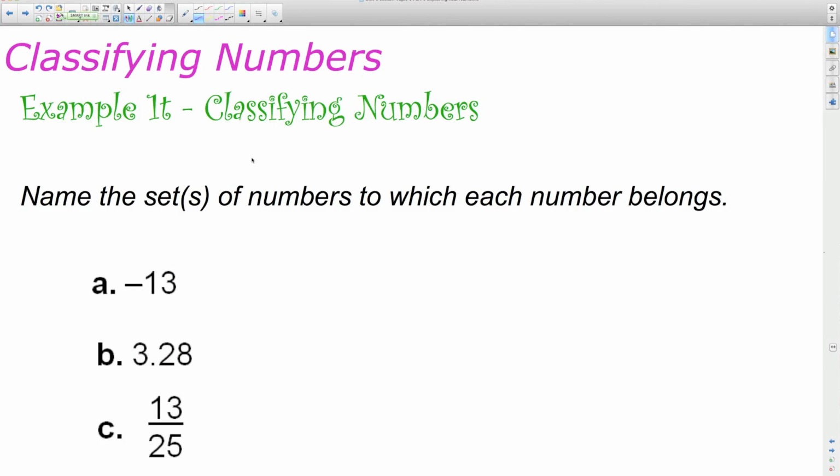Here we're going to be classifying numbers in example 1. The directions tell us to name the set of numbers to which each number belongs. Now in example 1, first we have the number -13. Now if we think back to the last slide, we had the natural numbers, the whole numbers, the integers, and the rational numbers. Whole numbers didn't include any negatives, and neither did the natural numbers, so we know it's not going to be natural or whole. Now the integers were the whole numbers and their opposites. So -13 is the opposite of 13, so we know that this is an integer.